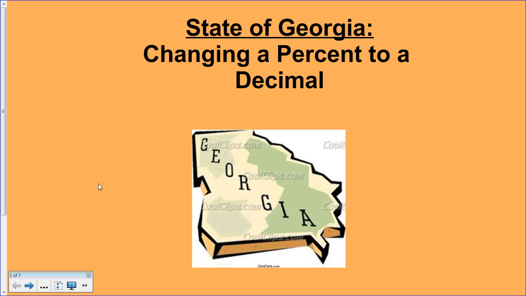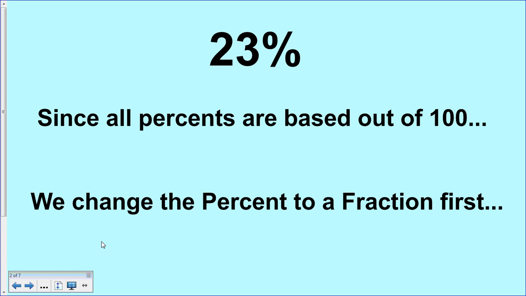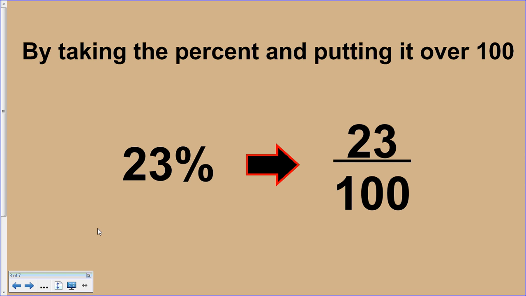Okay, we're going to be changing a percent to a decimal the way the state of Georgia wants us to learn it. So we've got the percent, 23%. And since all percents are based out of 100, we change the percent to a fraction first. Okay, and we do that simply by taking the percent and putting it over 100. So I've got 23%, which is the exact same as 23 hundredths.